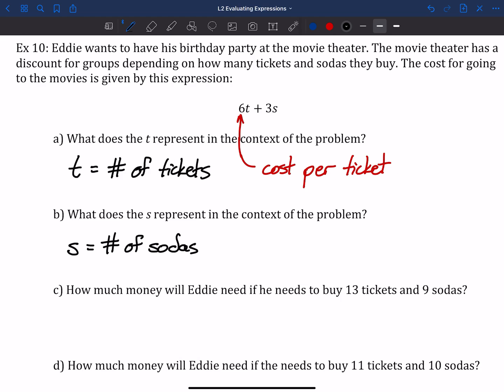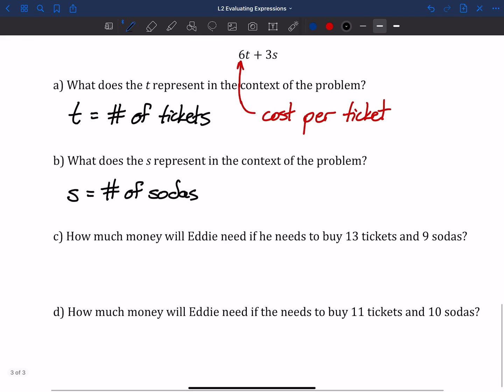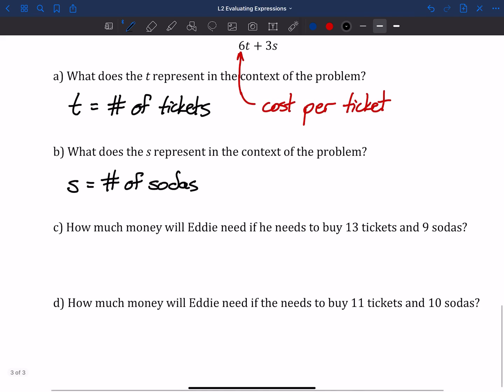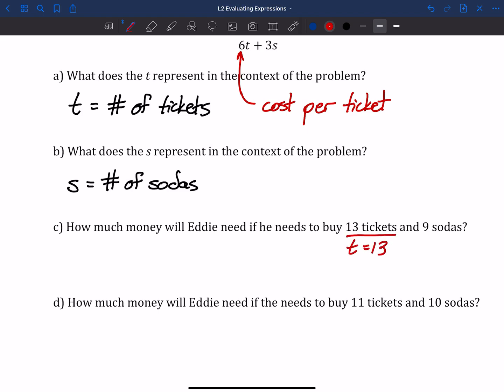Whew, what a deal. So now that we've got that taken care of, these next problems don't seem quite as bad. We want to figure out how much money Eddie will need if he needs to buy 13 tickets and 9 sodas. So let's break it down. 13 tickets. That means that T is going to equal 13. 9 sodas. That means that S is going to equal 9. So again, it turns into one of those problems we were doing earlier. All I'm going to do is plug in those numbers where they're supposed to go. So it's 6 times that 13 for T, and then 3 times that 9 for the S.